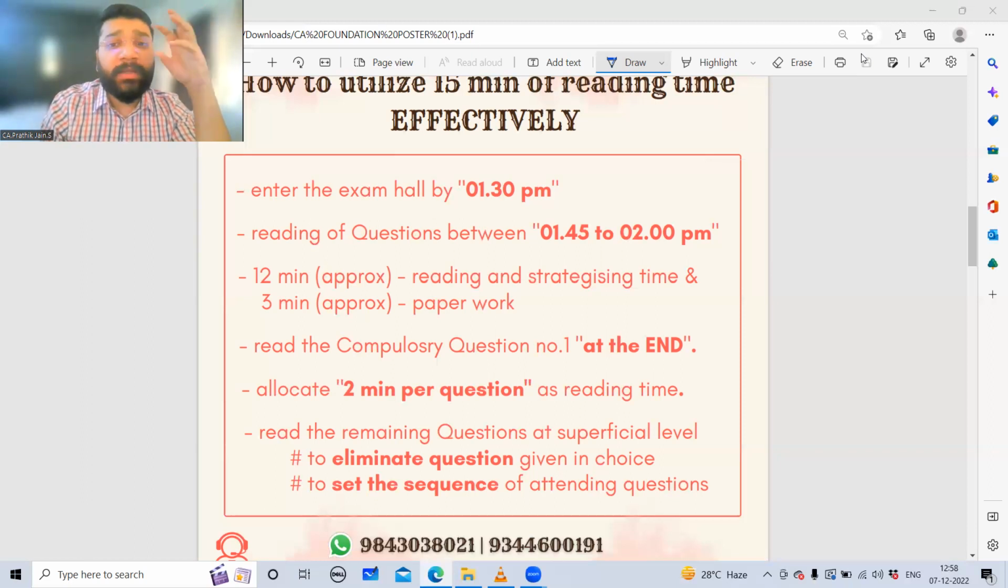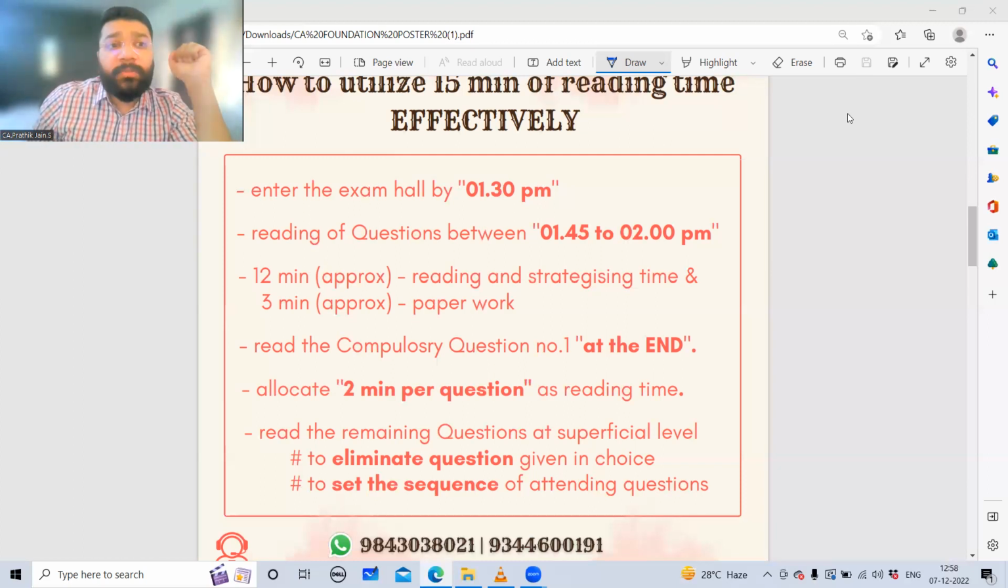From 1:45 to 2 p.m., effectively you have 15 minutes for reading the question paper. But you will not have the full 15 minutes for reading, because depending on where you're seated, if you're seated somewhere at the end, you might take a couple more seconds to get those question papers in hand. So there is some leakage of time there.